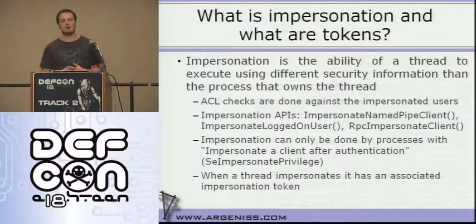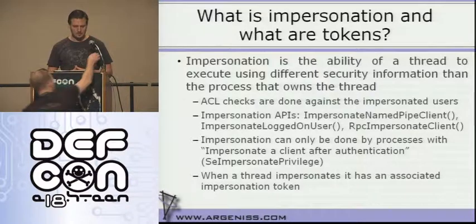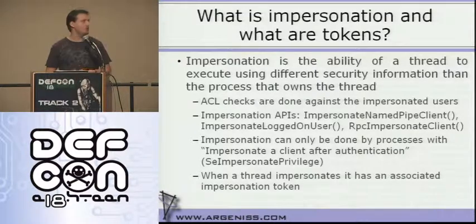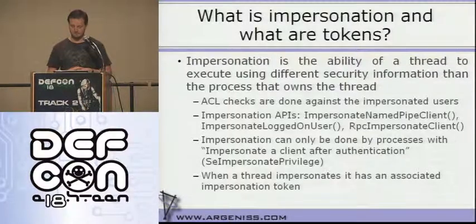Let's see some theory first about what impersonation is and what tokens are. Impersonation is when a thread can act as if it's running under another user account, different from the process that owns the thread. For instance, we have a process running under the network service account, and that process can impersonate. When a thread starts to impersonate, it can start acting as if it were another user. So when this thread accesses resources such as the file system or registry, all the ACL checks are performed against the impersonated user and not the user the process is running under.